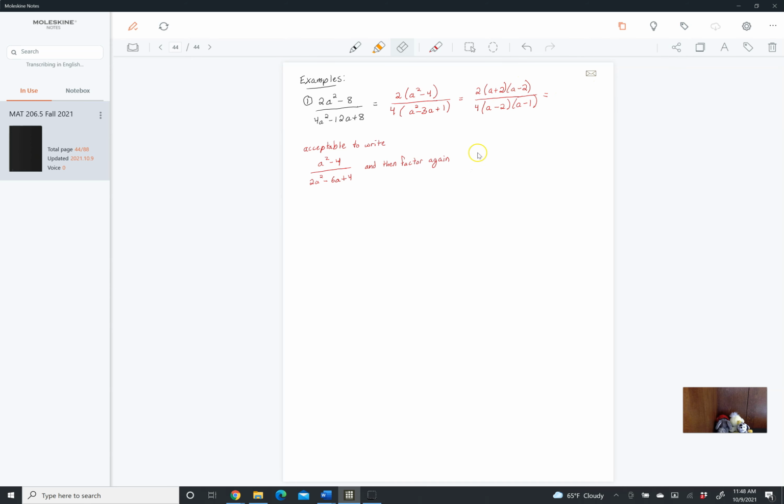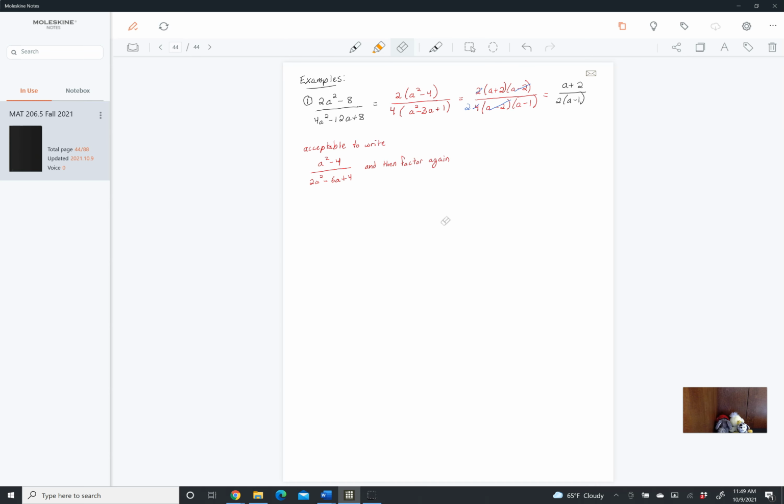Okay, so from here we could cancel common factors. So the a minus 2 is going to cancel, because it's shared by both the numerator and the denominator. And this 2 and this 4 can actually get reduced to 1/2. Right? So what are we left with? Our final answer is just a plus 2 over 2 times a minus 1.